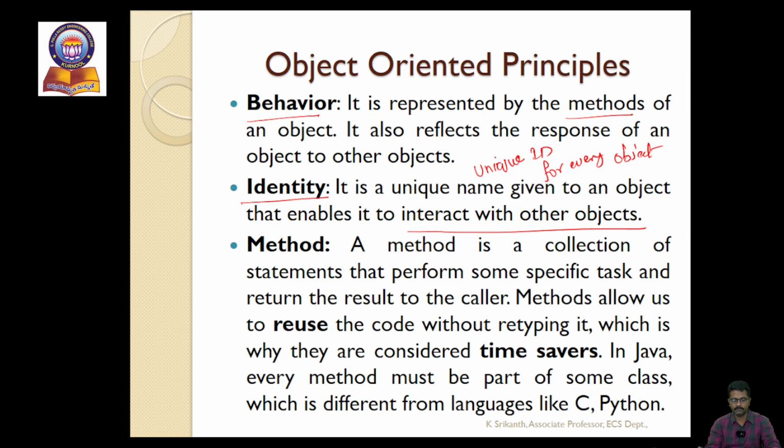Then within a class we write methods. We all know that a method is a collection of statements to complete a given task. So we can perform a specific task using a method, and it can be called any number of times, where we get a property called reusing the code. By this we can save our time.